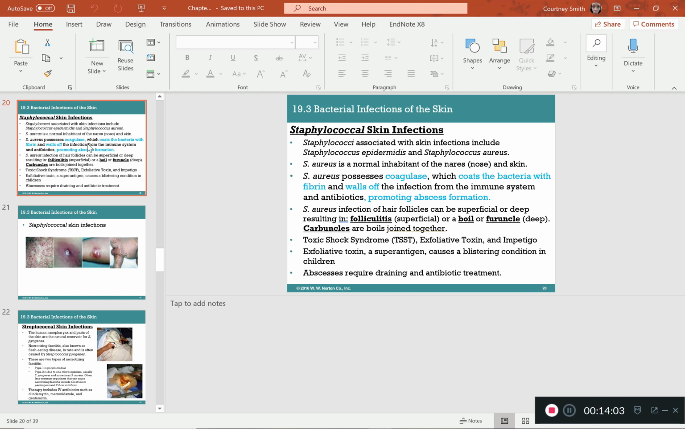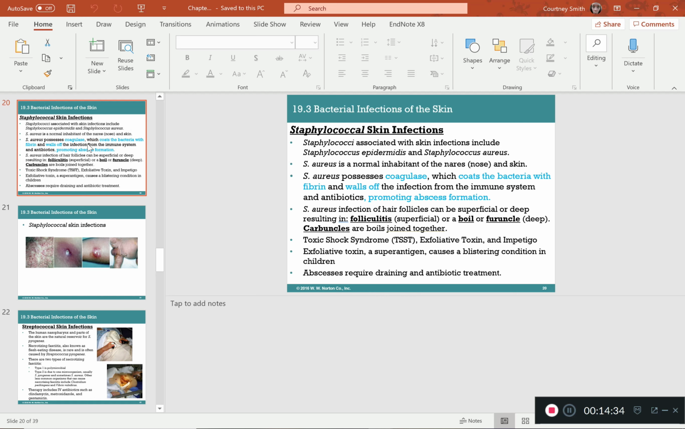Okay, so for staph infections, it's generally caused by Staph aureus. I'm going to mainly focus on that species because of how it presents. Sometimes Staph epidermidis can also cause infections, but generally Staph aureus is the big one because of all of the presentations it can produce. So like I said, there are multiple clinical presentations. There are two main types, superficial and deep.